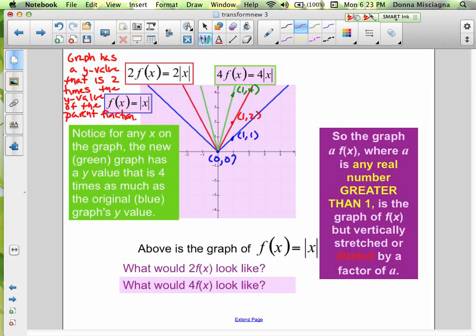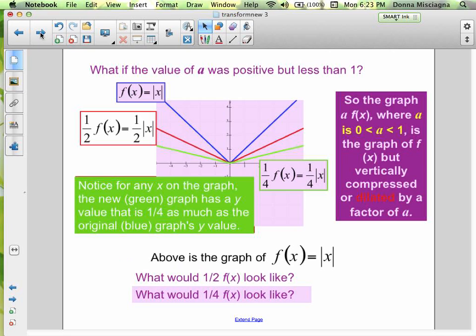So the graph a times f of x, where a is any real number greater than 1, is the graph of f of x, but vertically stretched or dilated by a factor of a. So we're keeping the x values, and the y values just become whatever the y value was times a, times that amount that we're stretching our graph by.